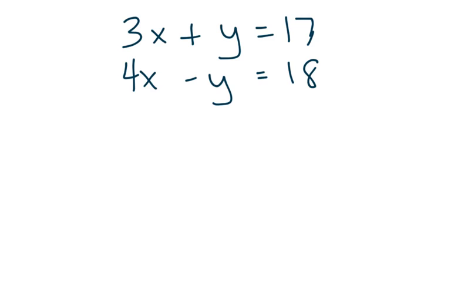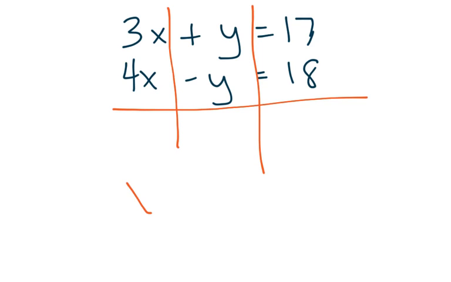If I drew a line here and here, I broke it down so that I have a column for my x's, a column for my y's, and a column for my numbers. And just like with combining like terms, we add. That's exactly what we're going to do here. We're just going to add all of this together.